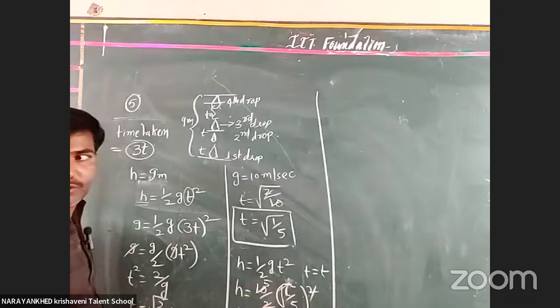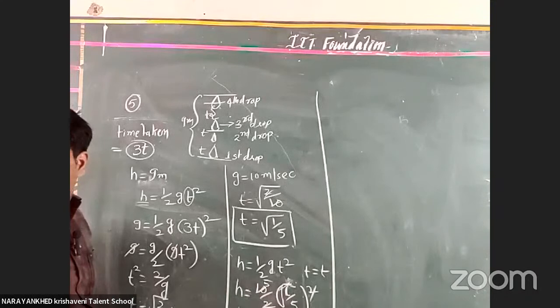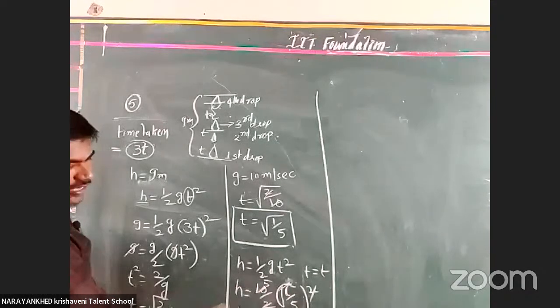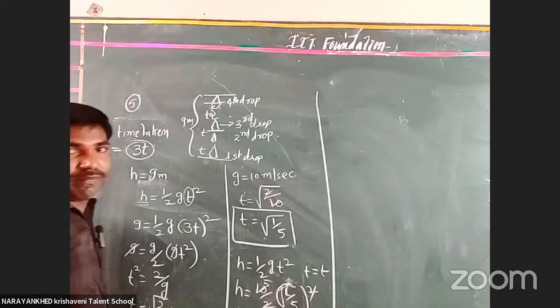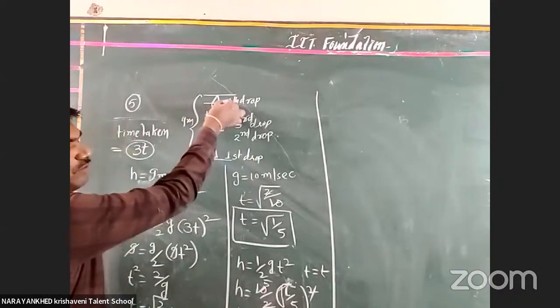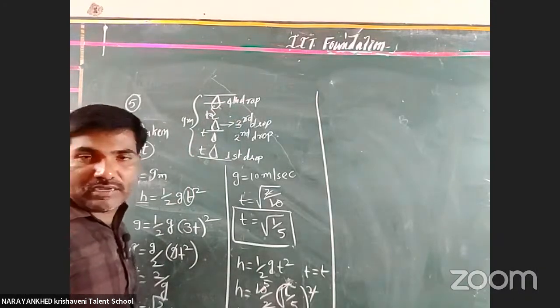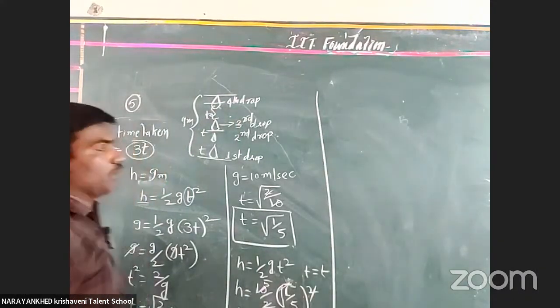It is under root of 1 by 5 whole square. It becomes 1 by 5, or not? And g is equal to what? 10. That becomes 1 meter. Means what? What is the distance from the fourth drop to the third drop? 1 meter distance only. It is traveling 1 meter distance only.